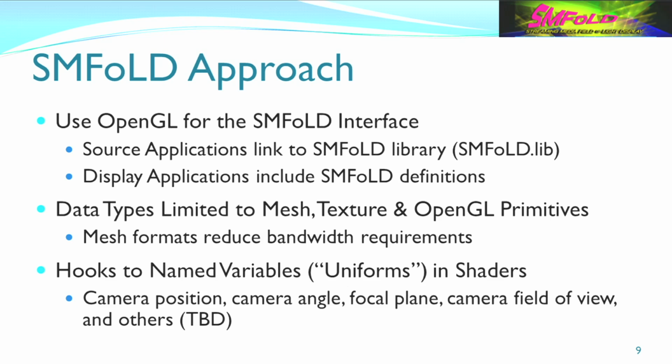We're going to limit display types to mesh and textures, so you're sending geometry instead of pixels. It reduces the bandwidth requirements considerably. And for the shaders, the source application will have to include these named variables that are called uniforms in OpenGL, and those variables will give the display application access to what it needs to render as it needs to.